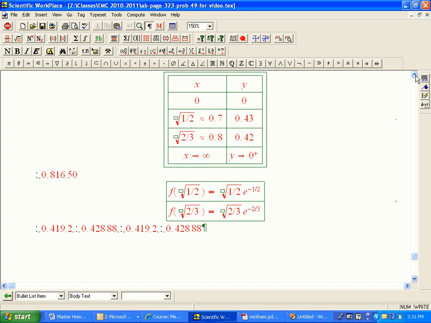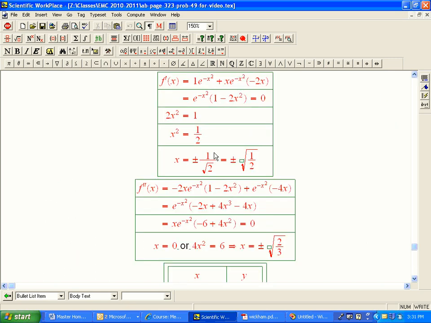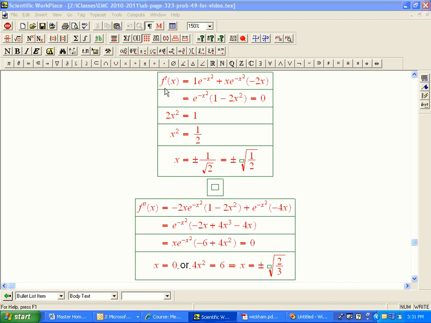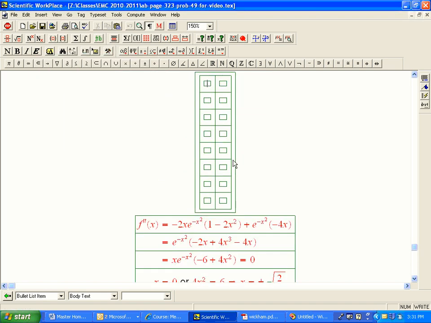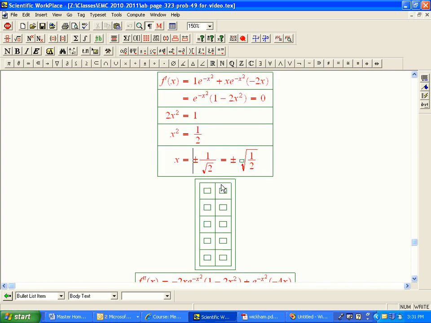Okay, so that's some points to plot, and now we just need to go back to those derivatives and be a little more careful about the signs of what's happening. If x, let's insert a little chart here. I don't think I'll need so many rows. So x and f prime of x, make a sign chart for that.